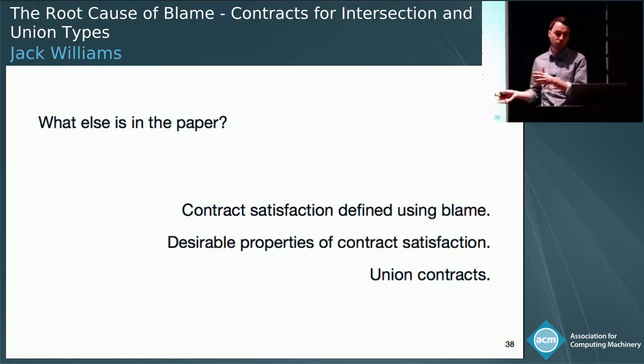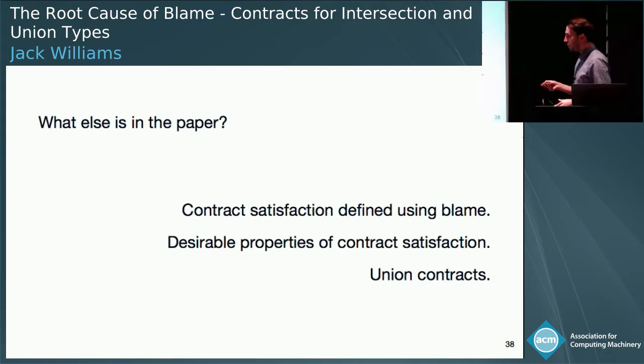But that alone doesn't tell us very much about the behavior of our contracts. We could have some really ridiculous contracts that don't actually check anything. So we supplement that with some properties about contract satisfaction. A basic example is: if a library satisfies a contract A and a library satisfies a contract B, then the library should satisfy the intersection contract A and B.